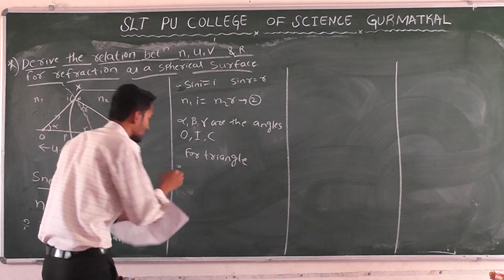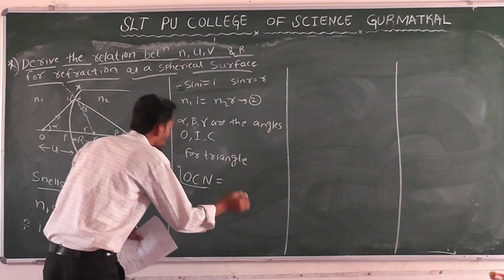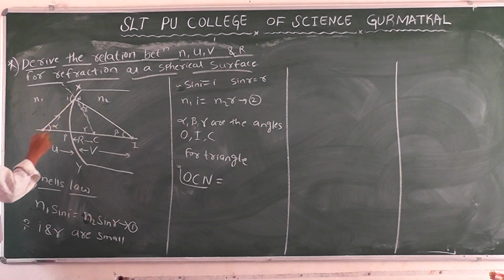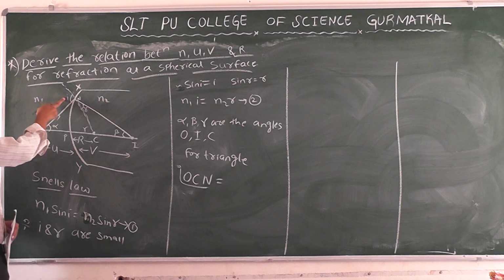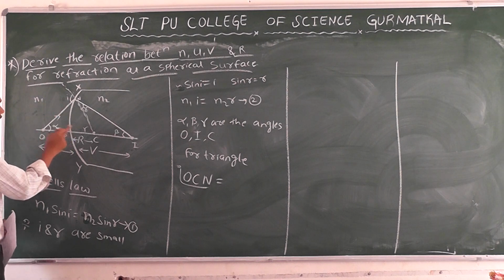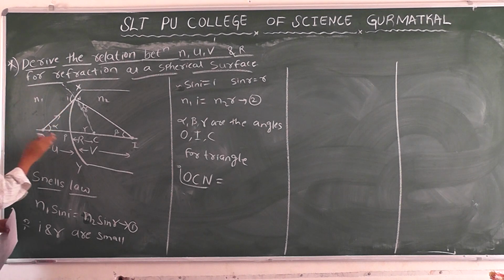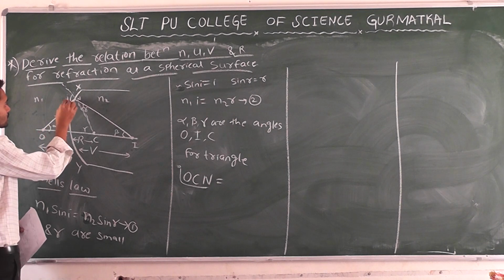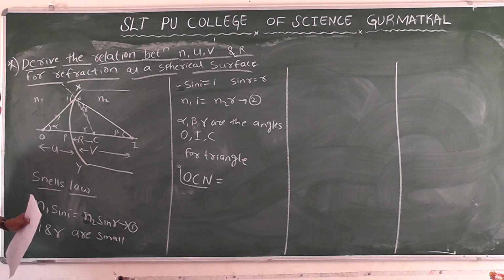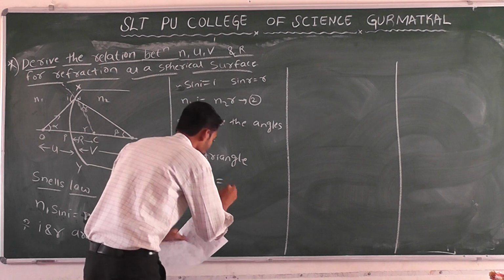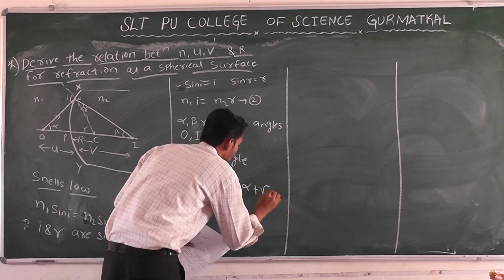So consider the triangle OCN. Where is the external angle? I is the external angle, and gamma and alpha are the interior angles. The external angle is equal to the sum of the two interior angles. So the exterior angle is I, and the sum of the two interior angles is alpha plus gamma. So we are writing I is equal to alpha plus gamma.